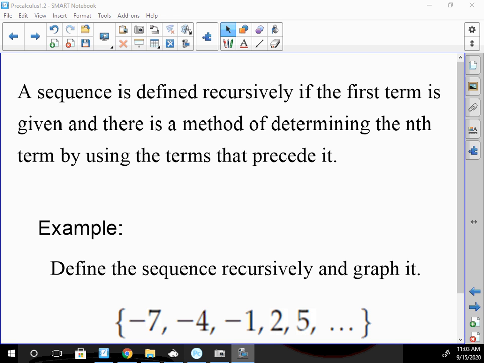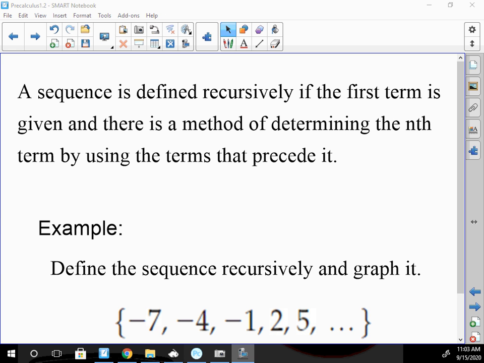Today we're going to build off of our sequences that we learned yesterday. It's not always going to be helpful to list out all the terms of a sequence or to just keep going, let's say if I want the 20th term of a sequence. Sometimes it's going to be best to use a formula.